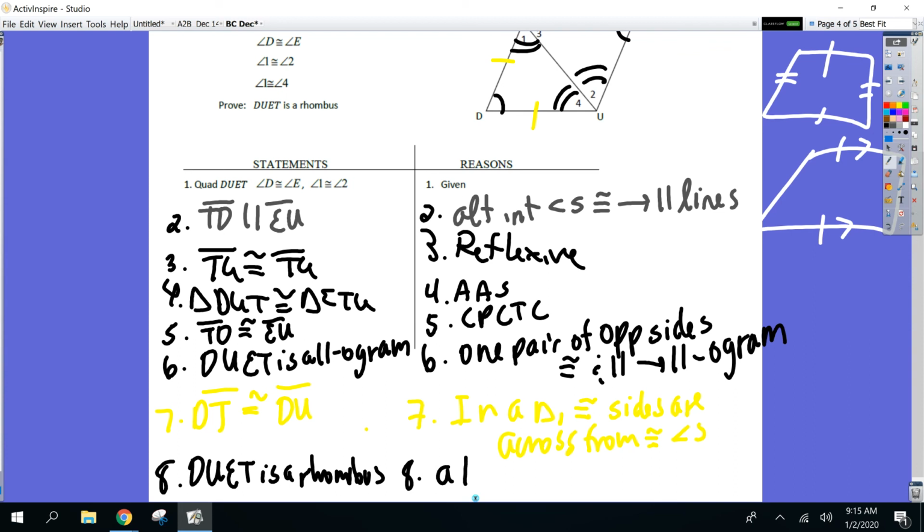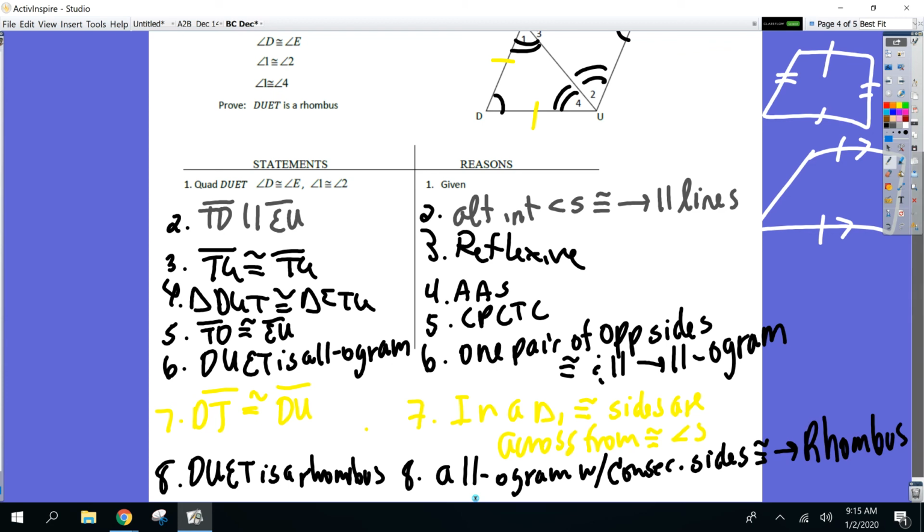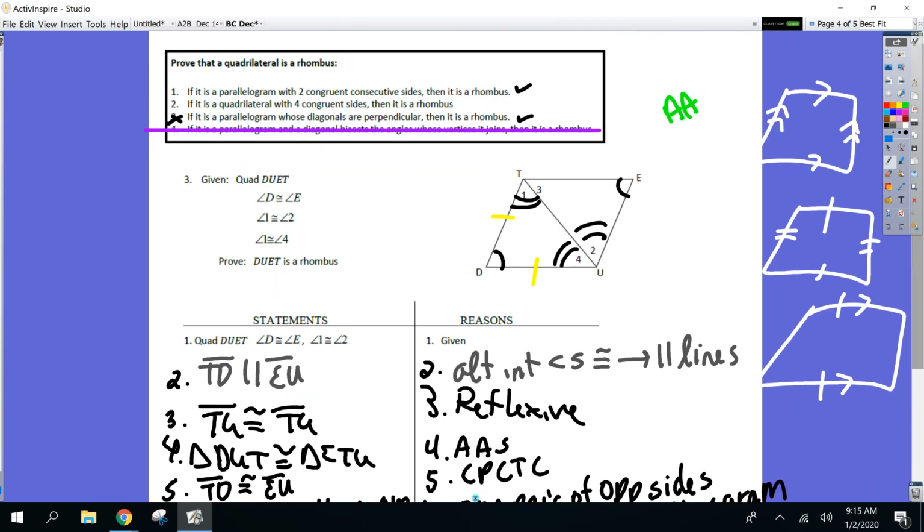A parallelogram with, what do we show? With consecutive sides congruent implies a rhombus. If we graphed it, you could do any of the three right here. Any of the three. Okay, if we graphed it.